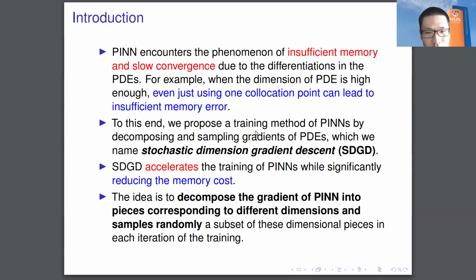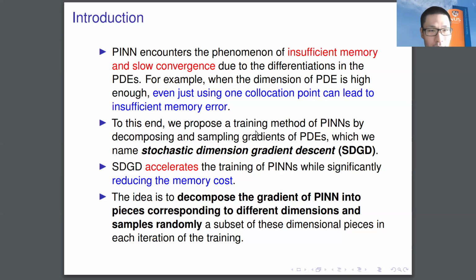To this end, we first proposed a training method for PINNs by decomposing and sampling gradients of PDEs, which we named stochastic dimension gradient descent, SDGD. It accelerates the training of PINNs while significantly reducing the memory cost. The core idea is to decompose the gradient or the residual of a PINN into pieces corresponding to different dimensions, and we randomly sample a subset of these dimension pieces in each iteration of training.